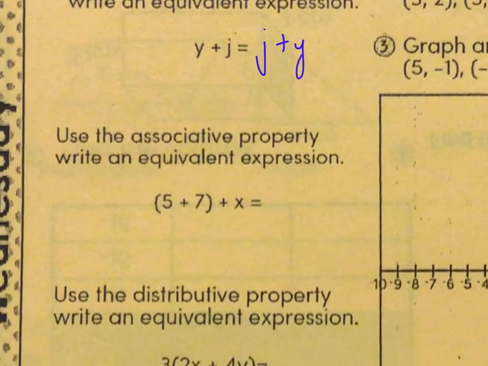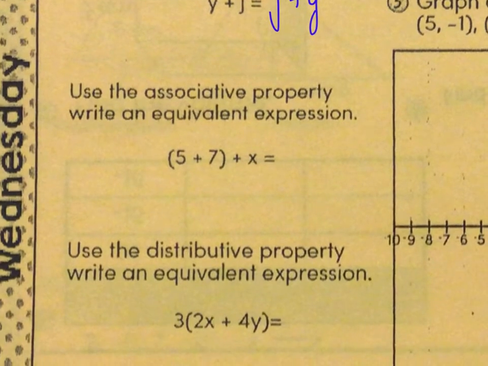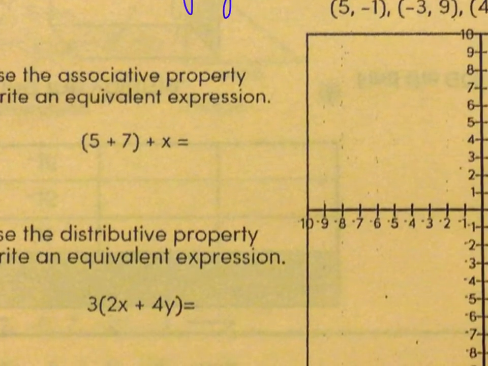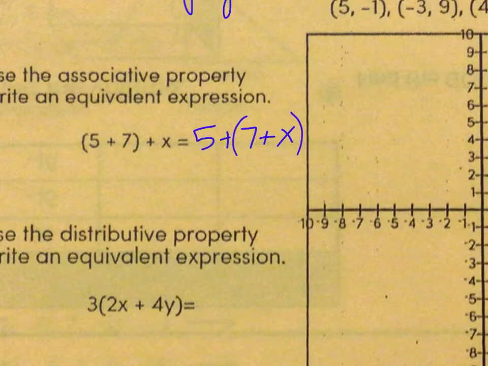Let's go down here and look at this one. Use the associative property to write an equivalent expression. So that means that the grouping just changes. So we're going to write everything as is, and we're just going to change where the grouping is. So we put the parentheses around the 7 and the x.